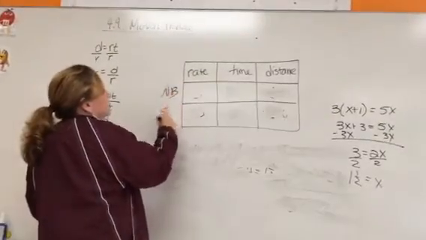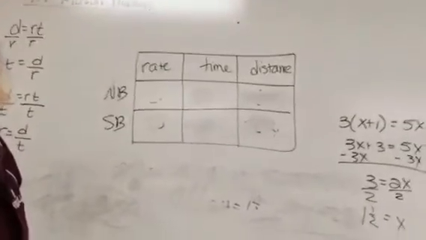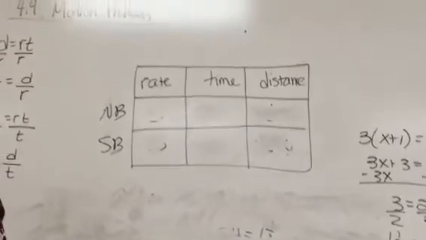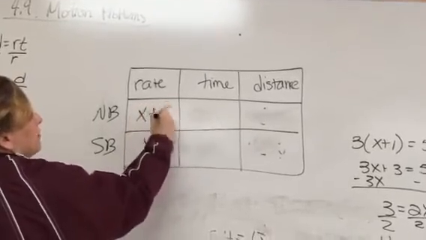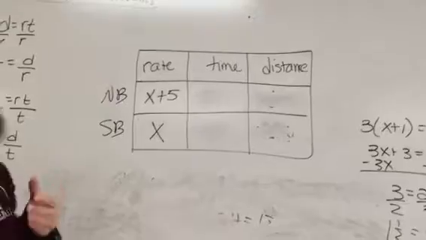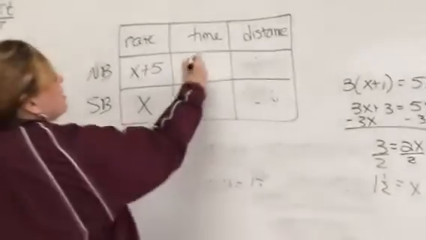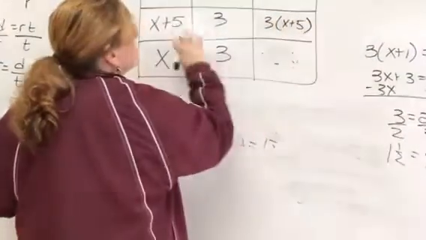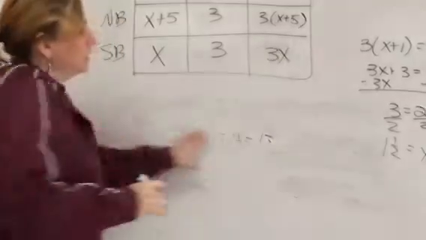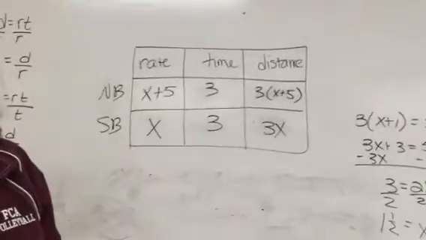So I'm just going to write northbound and southbound. X is going to be the rate of the southbound train, and it says the northbound train travels 5 miles per hour faster. So if we let the southbound train be X, then 5 miles per hour faster is going to be 5 plus X, or X plus 5. It says 3 hours, so the time is going to be 3, and the distance is going to be 3 times X plus 5, because I'm just multiplying these two, and 3X.